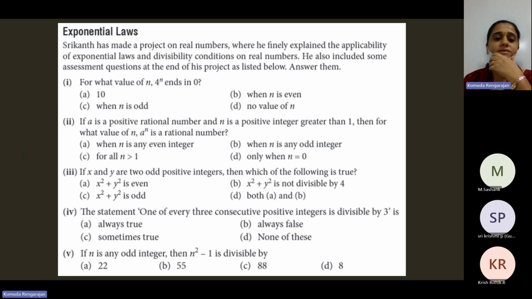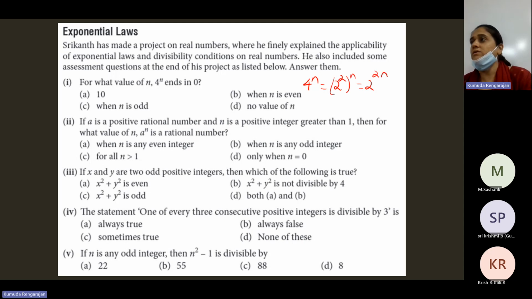For what value of n does 4 to the power n end in 0? So when can 4 to the power n end with the digit 0, or when can anything end with the digit 0? It should have 2 and 5 as factors. So 4 to the power n, where 4 is 2 squared, is nothing but 2 raised to the power 2n. So what we understand is this prime factor 2 happens 2n times.